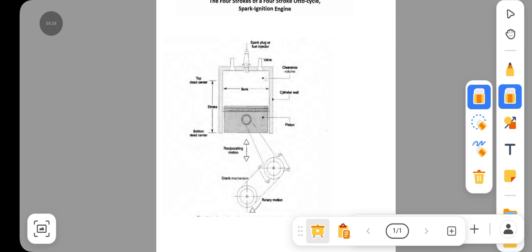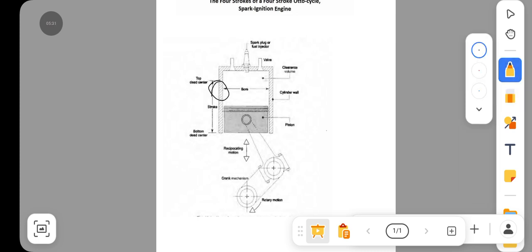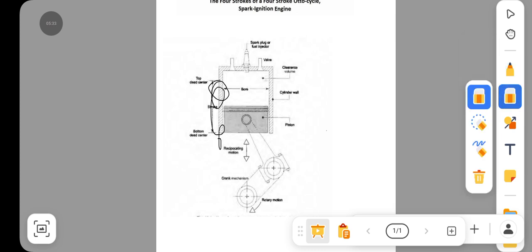Then we also have the top dead center and the bottom dead center. That is the maximum point the piston will reach and the minimum point the piston will reach. We also have the clearance volume, which is the minimum space allowed there, the minimum point of compression. And then there is the compression ratio, which is the maximum volume divided by the minimum volume.